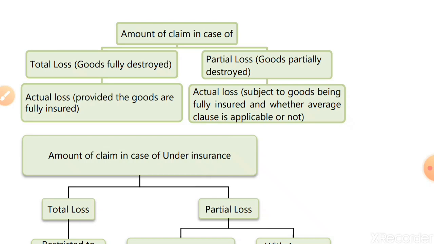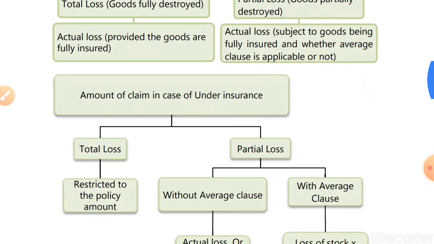If the total closing stock is fully insured, in such a case you will get the full actual loss of 1 lakh. Otherwise we will get the lesser amount, subject to the average clause. So the amount of claim in case of under insurance, when full insurance is not taken on the closing stock lying with the business.